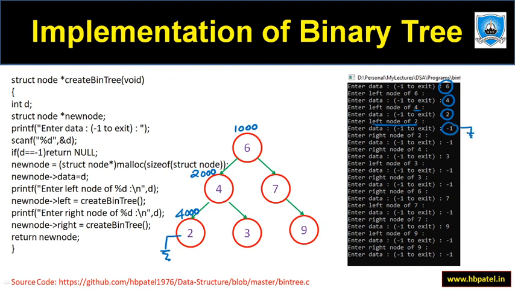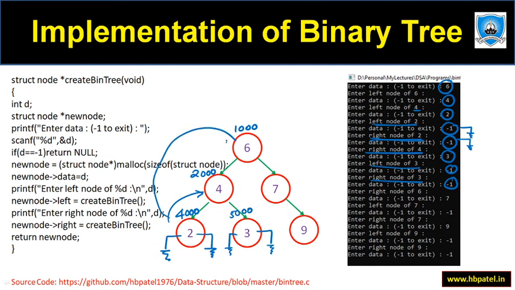-1 means null, you don't want to continue. Then it will ask, fine, no problem, give me right side of 2. So right side of 2 you are again entering -1, that means you don't have anything on the right side of 2. So it will go back one step, and now it will say enter right side of 4, and now you are entering 3. So let's say this address is 5000. Okay, so then now it is asking left side of 3 and right side of 3, and both the places I am entering -1. So I don't have anything on the left side, I don't want anything on the right side, so both are -1. So now it will again go one step back.